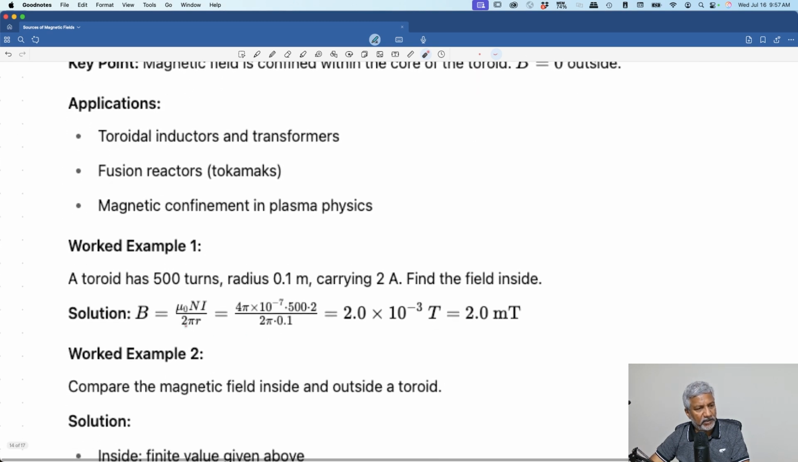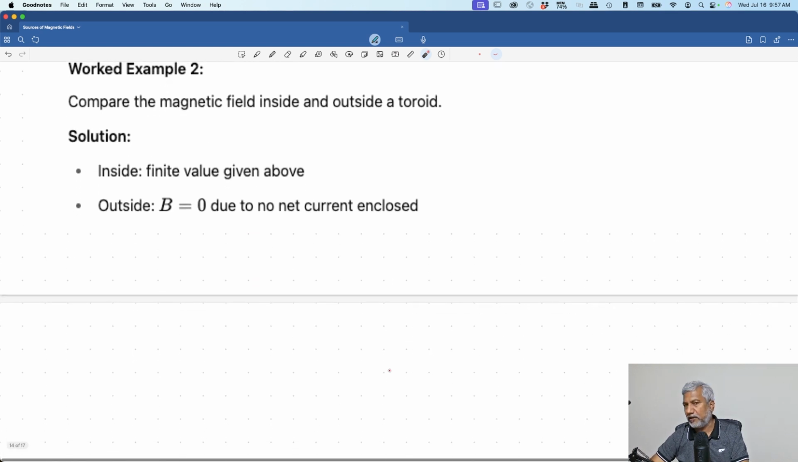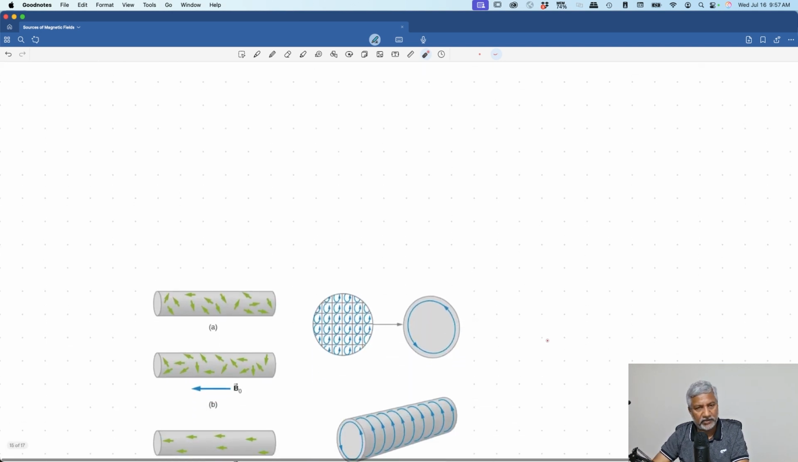And a problem worked out. Check it out. Compare the magnetic field inside and outside. Inside, finite value given by the formula above. Outside, 0 due to no net current enclosed. It's going to be more conceptual questions as we progress because there's a lot of concepts that are tied into these topics. And that's why I am making these videos, so students pay attention and focus on what I am focusing on, because that's going to be on the exam. And it's much easier than reading a textbook, which would take hours and hours.